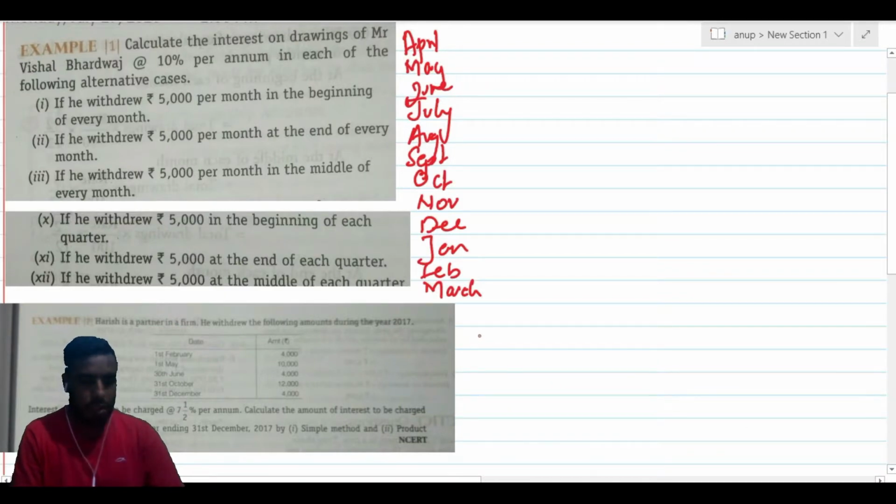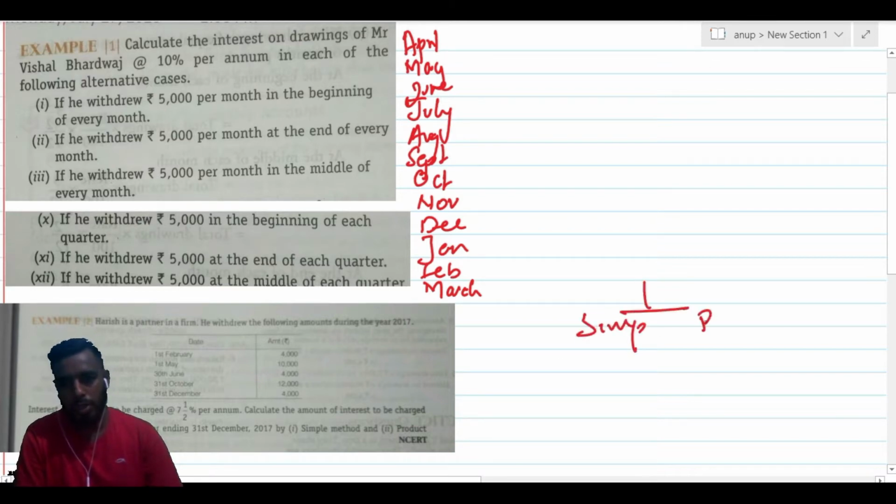So hello students, today we are doing this question on interest on drawings. I taught you there are three methods: simple, product, and modern. In the modern method you have to find the value of t, and you use it when the amount of drawing is equal and the time period is equal.